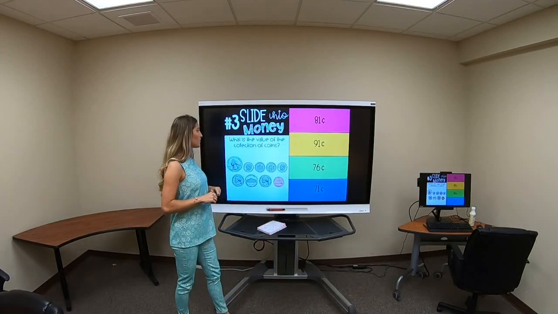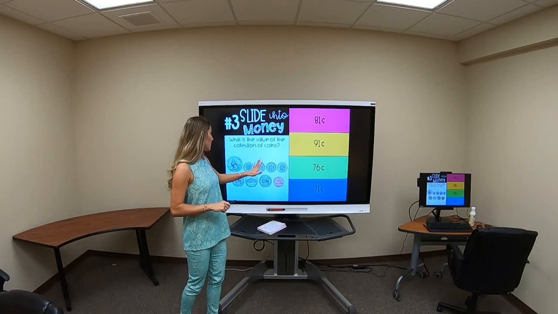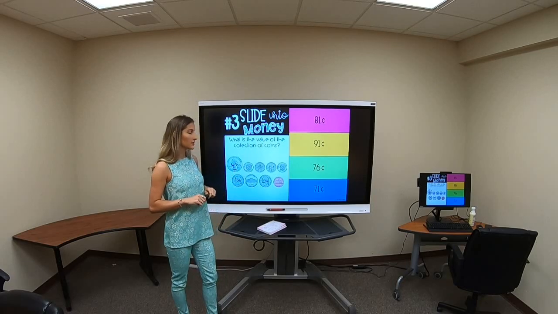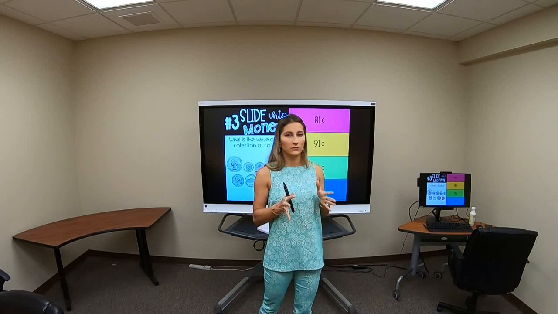All right, let's look at a third one, which is the value of the collection of coins. So we've got a quarter, we've got 4 dimes, 3 nickels, and 1 penny. So I'm going to give you a few seconds to figure it out on your own before we do it together, okay?